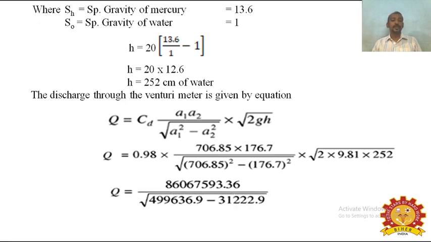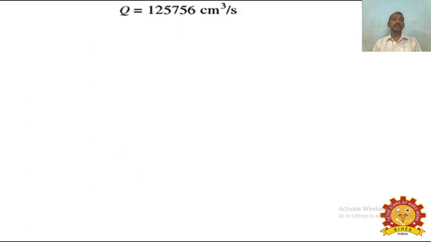Q is equal to 86067593.36 divided by root of (499,636.9 minus 31,222.9). Again I have to take the root. So 86067593.36 divided by 684.4. Then we get the value, which is in centimeter cube per second.